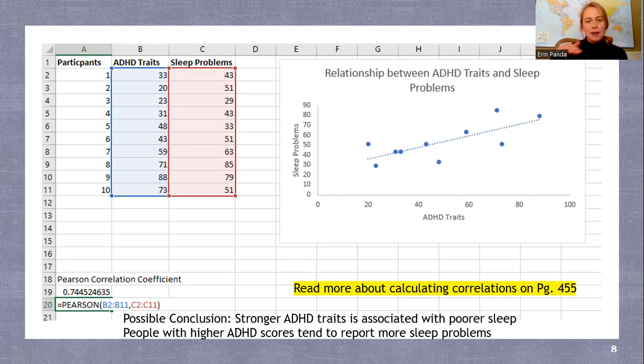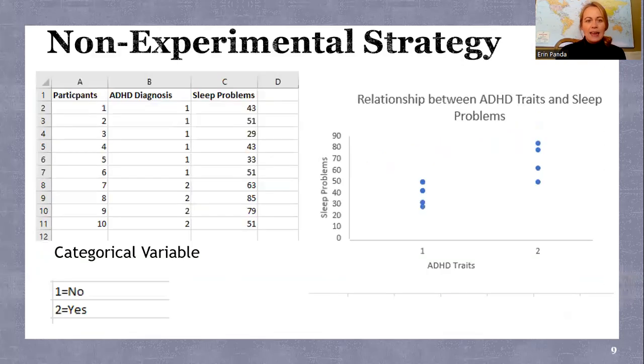We can say anybody who has a score above a certain threshold would be deemed at risk for having ADHD, versus anybody who has a score below that threshold, who would not be at risk for ADHD. Now we can classify our participants based on whether they potentially do have ADHD versus don't, and we can group them based on this metric as being in group 1, anybody with low scores, not at risk for ADHD, versus group 2, who has higher scores and is at risk for ADHD.